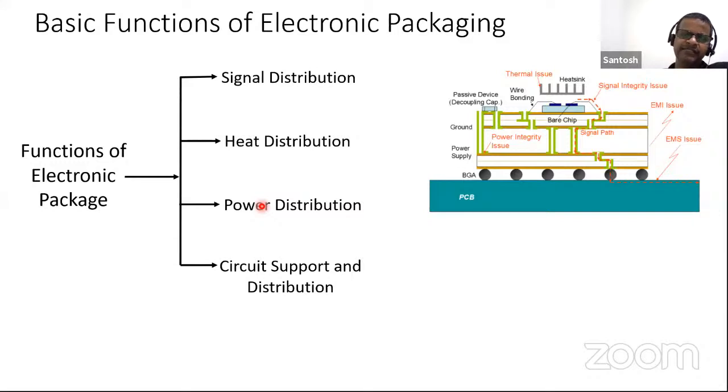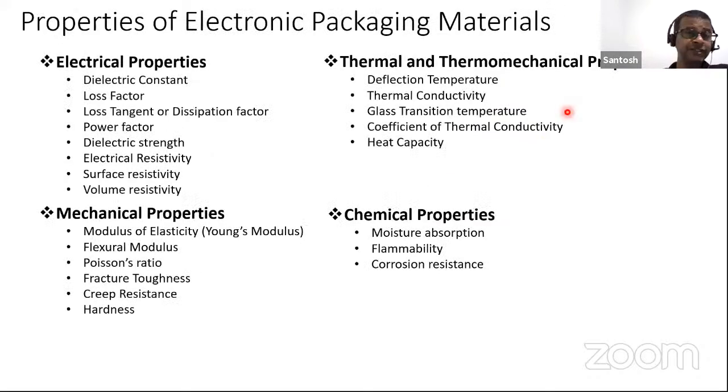Next is power. The chip needs power to function, so the power needs to be distributed. And then circuit support distribution is another thing. So in terms of functions of the electronic package, there are at least 4 different functions, and each of these has to integrate with each other for the device to work properly. And that is where, when you develop materials for this industry, you have to look into the package properties, look into material properties. So typically material properties fall into 4 categories: electrical properties, thermal and thermomechanical properties, mechanical properties, and chemical properties.